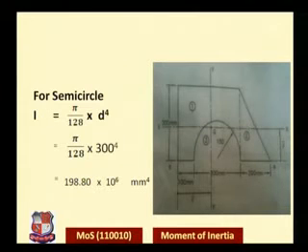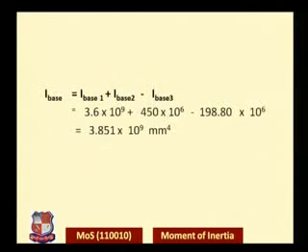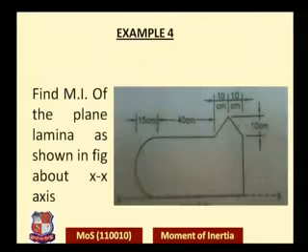And at last, for the semicircle, we have just derived that the value of the MI at the base of the semicircle is equal to pi d raised to 4 by 128. And when you get all these values, you have to just do the algebraic summation. As I said in the beginning, the MI of the rectangle plus the MI of the triangle, and subtract the MI of the semicircle from that.